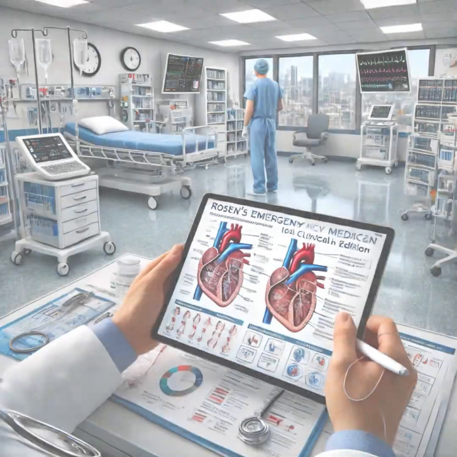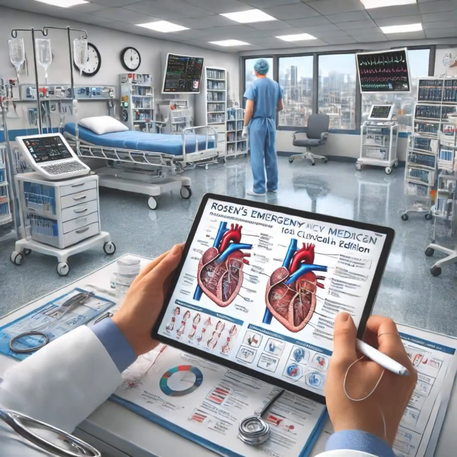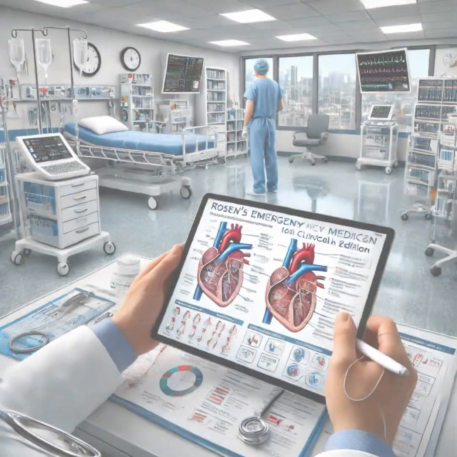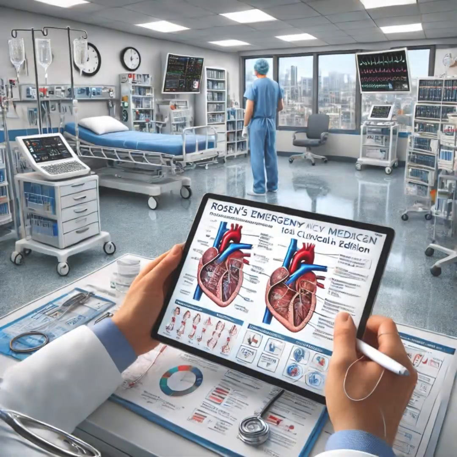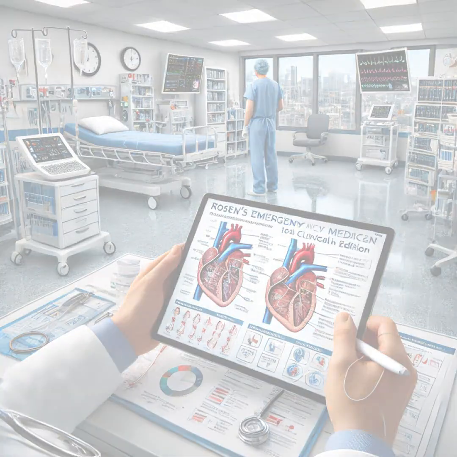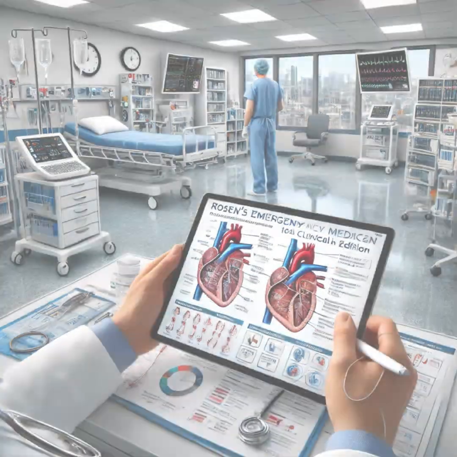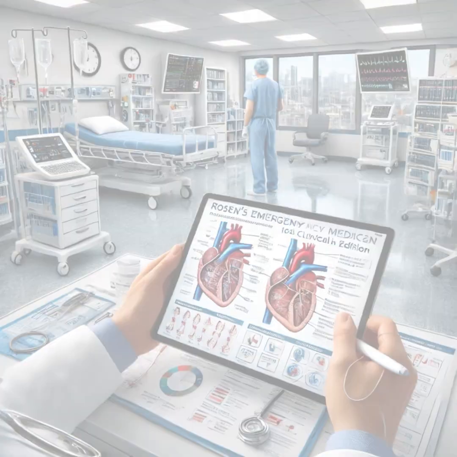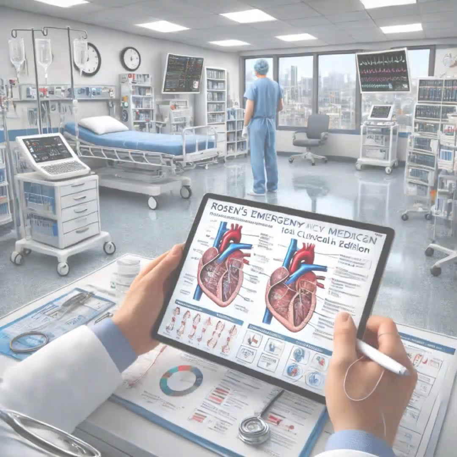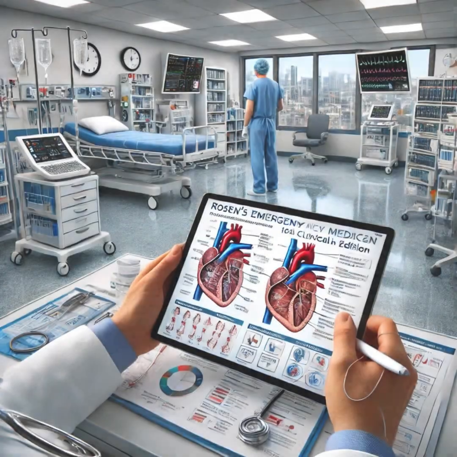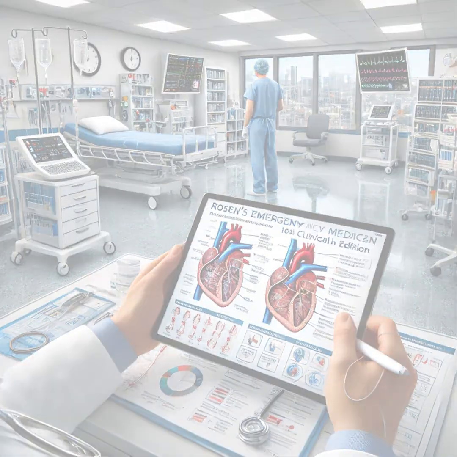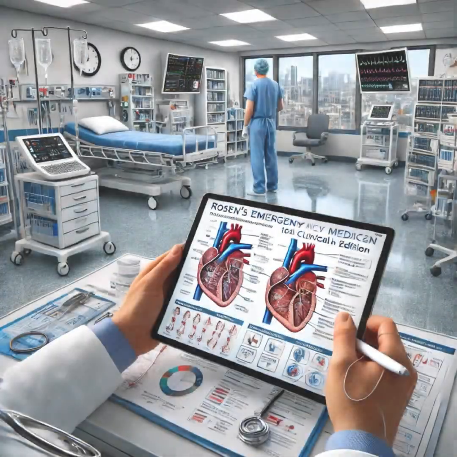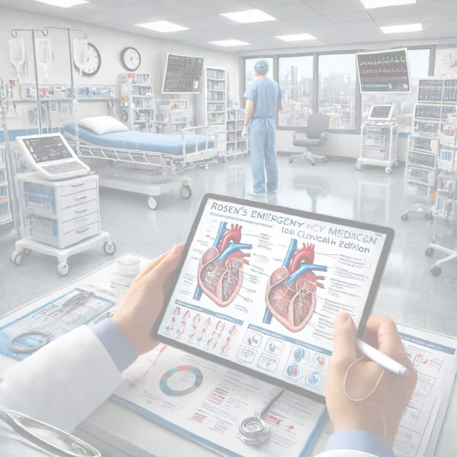Now, let's talk about some of the key updates in this 10th edition. Emergency medicine is an ever-evolving field, and Rosen's keeps up with the latest advancements in research, technology, and clinical practice. Some of the significant updates in this edition include critical care. There's expanded coverage on critical care, especially for conditions like sepsis, septic shock, and ARDS, acute respiratory distress syndrome. The book discusses the latest protocols for managing these life-threatening conditions.